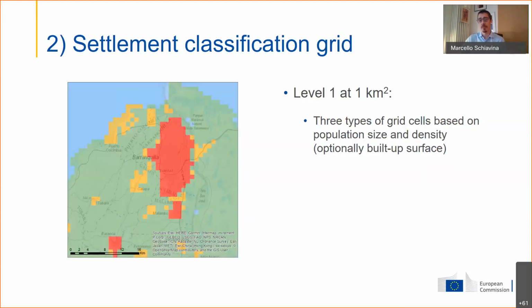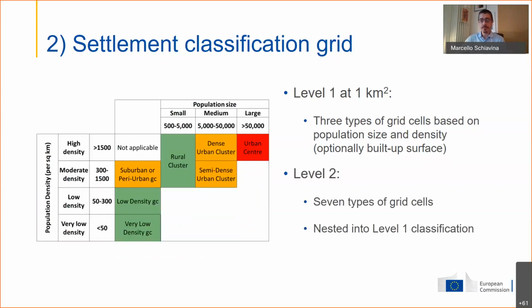Here is an example of the Barranquilla urban center in the north of Colombia. We can see the red urban center surrounded by some urban clusters in orange, and all the green cells that are rural grid cells. The degree of urbanization presents also a more detailed characterization of settlements nested into the first level, that goes beyond the urban-rural characterization to identify smaller settlements.